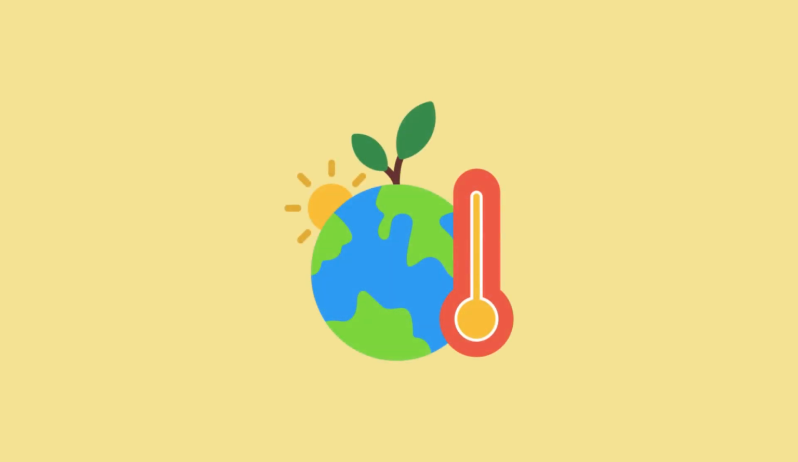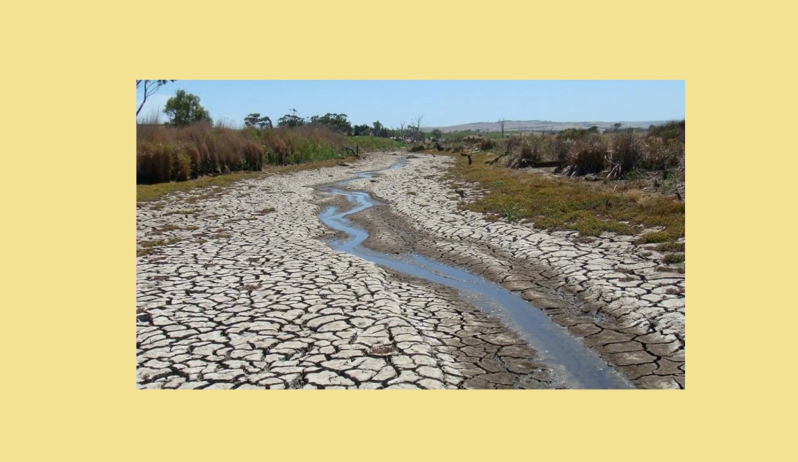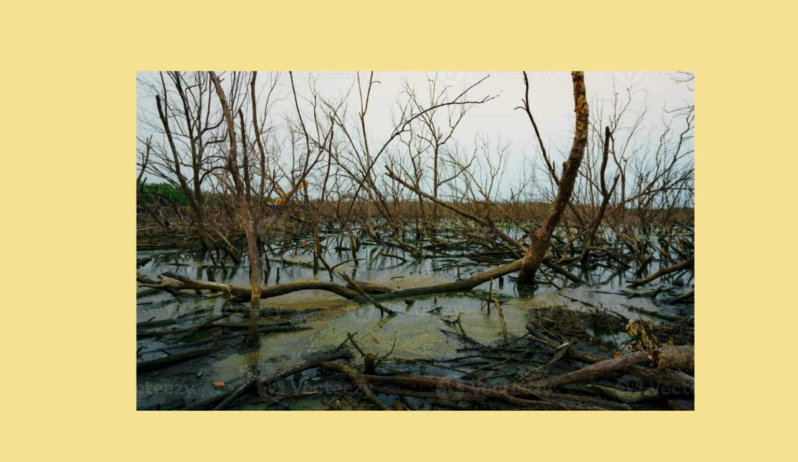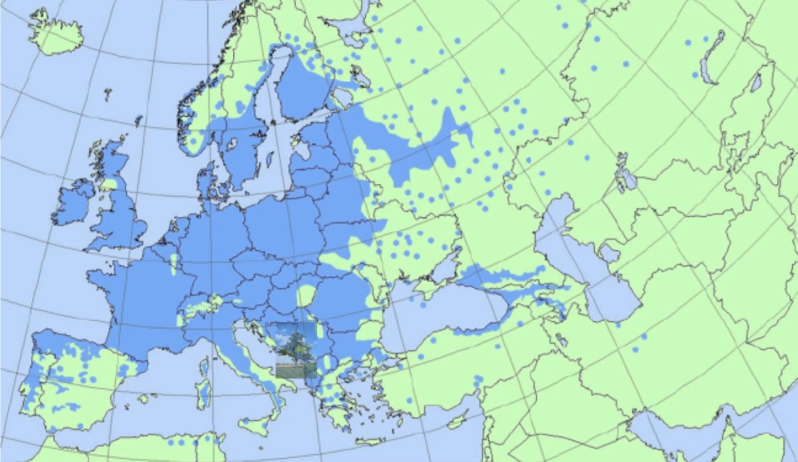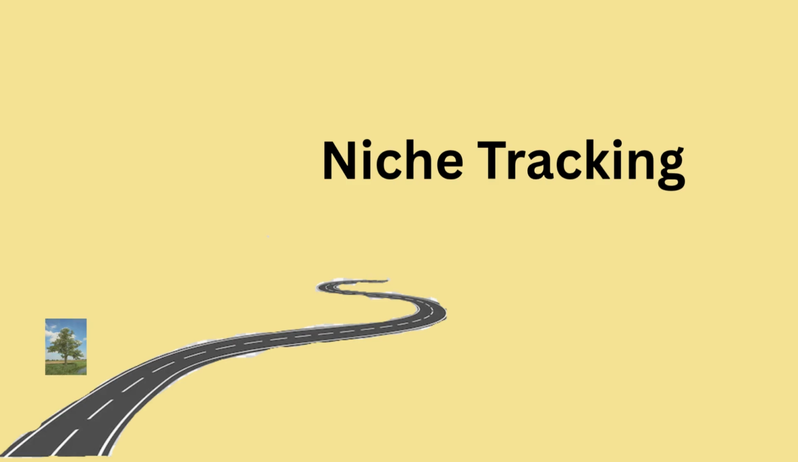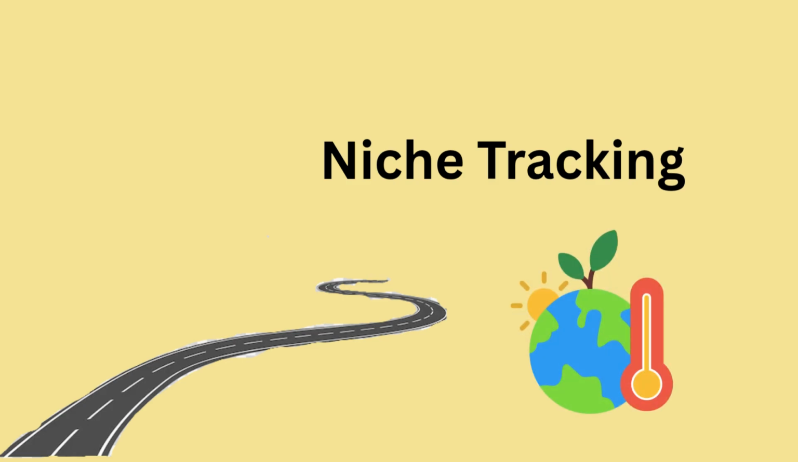However, due to climate change, droughts are becoming increasingly common throughout its habitat, threatening black alder survival. It is being forced to migrate northwards to wetter, more suitable habitats. This process of niche tracking is essential to the survival of the black alder in the face of climate change.